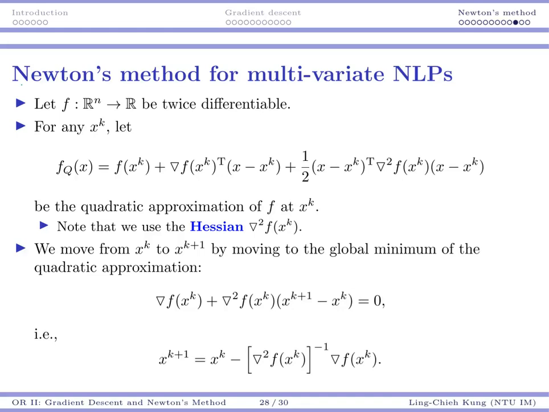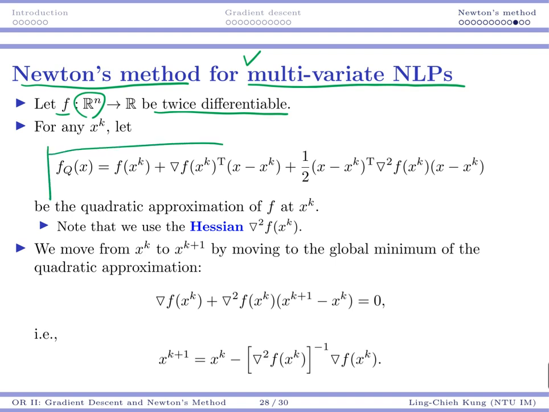So lastly, let's see how Newton's method may be applied for multivariate nonlinear programs. Let's say our f now has n input variables, still is twice differentiable. Then all we need to do is to generalize the idea of single dimensional derivatives to gradients and Hessians. I'm not going to go through all the details, but maybe you may understand.